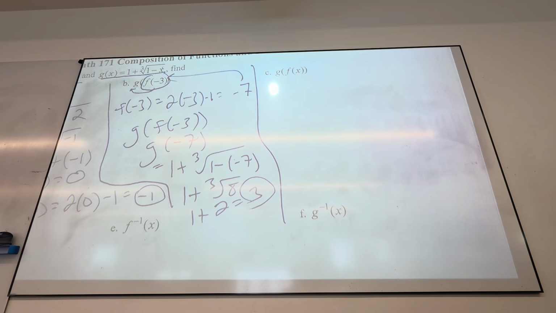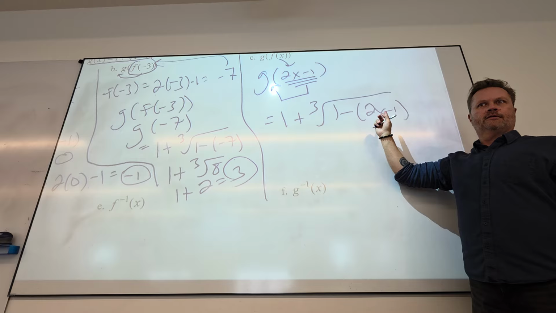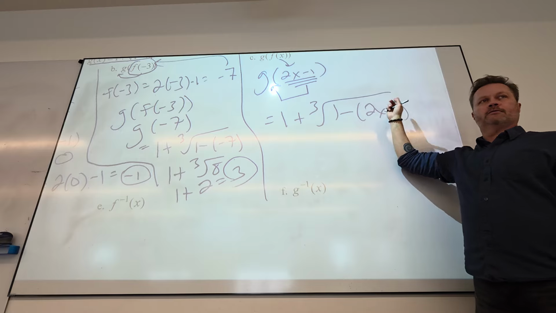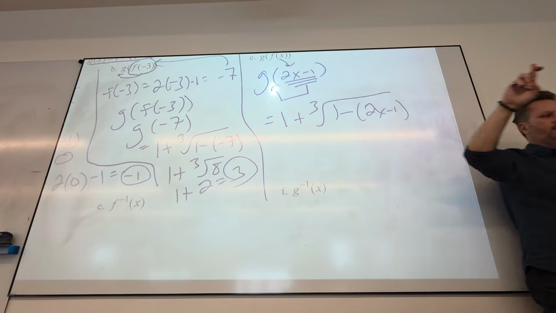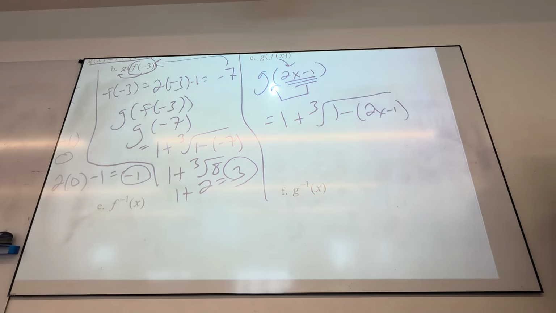So one big mistake I see is people forget the parentheses. I've got to subtract the entire f of x, not just part of it. So the negatives should distribute. Okay. So this becomes 1 minus 2x plus 1, which is 2 minus 2x. And that's basically all you can do.